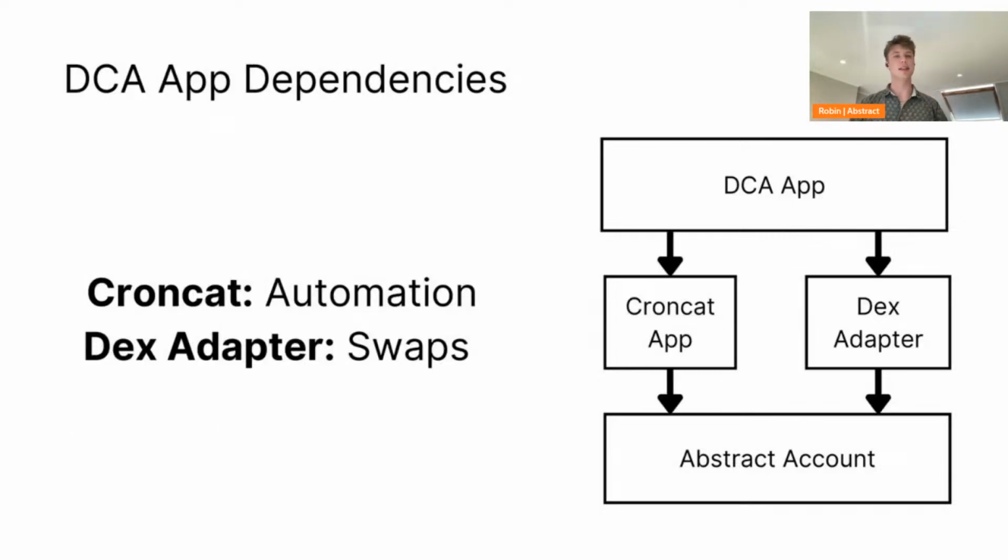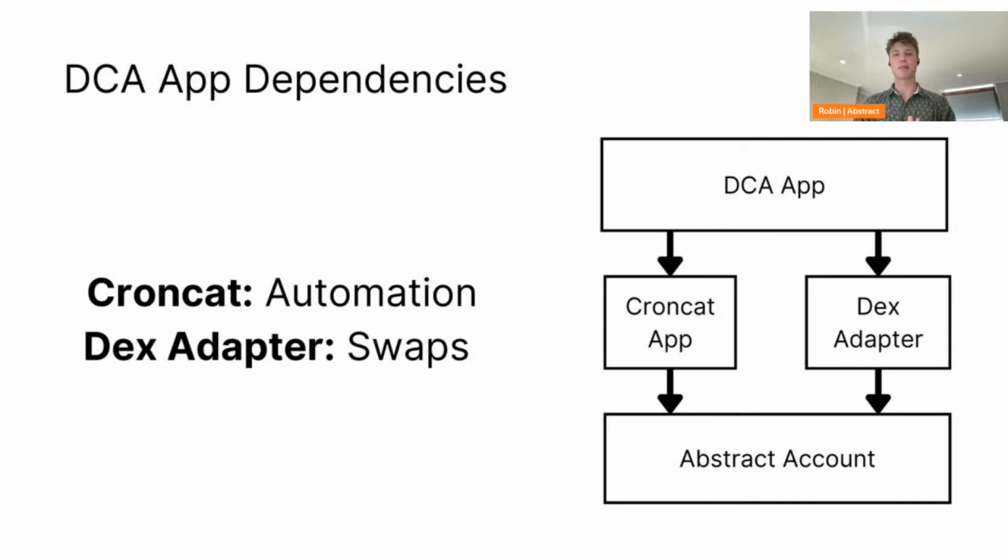So for this DCA app, we're going to be using two dependencies. First of which is the Croncat dependency. The Croncat application is something that we built in-house, and it interacts with Croncat infrastructure. Croncat, if you don't know what it is, is a way to do cron jobs on chain, and it's very cheap and very easy to use. So we'll get hands-on with that in the workshop.